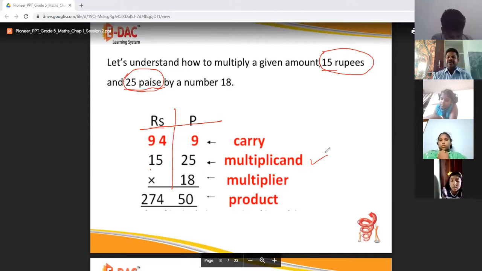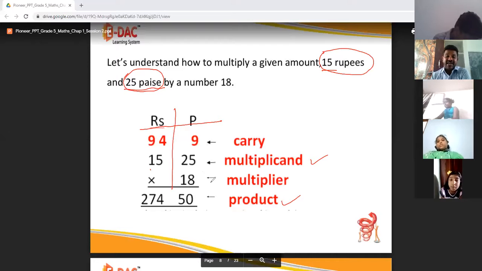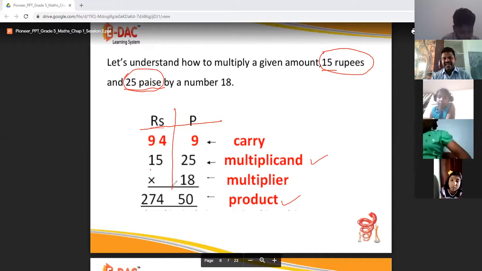You know, in every multiplication there are 3 terms. We need the multiplicand and the multiplier, and then after multiplication we get the result, which is called the product. You just learn these terms also. These are called mathematical terms. The number which is here is called the multiplicand. And what is the multiplier? The number by which the multiplicand is multiplied is called the multiplier. The final result is called the product. So 15 rupees 25 pies is our multiplicand and 18 is the multiplier.